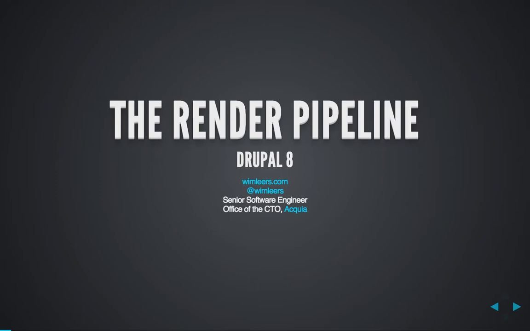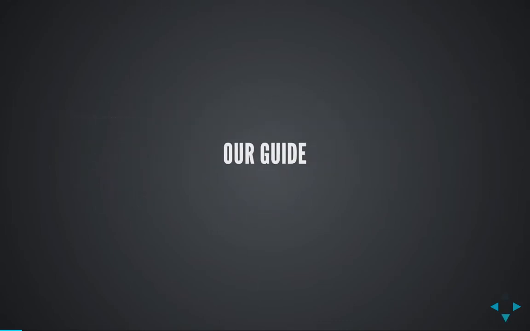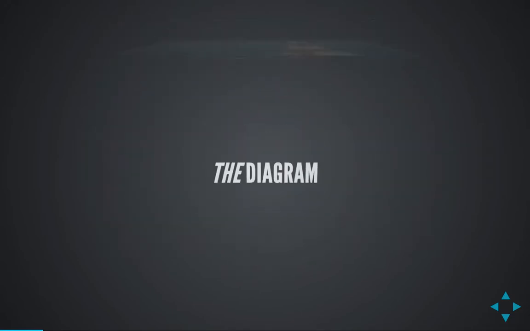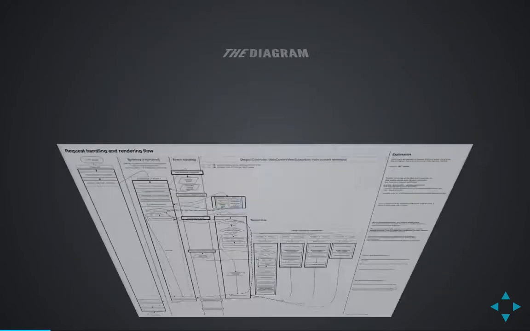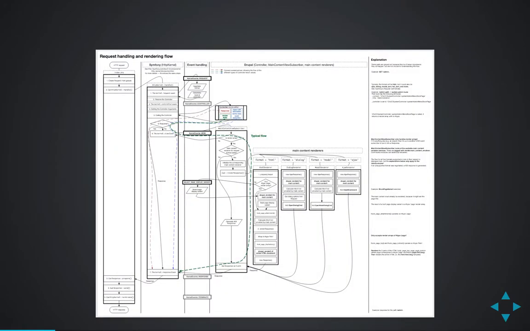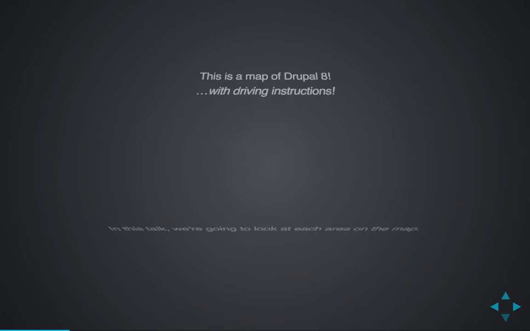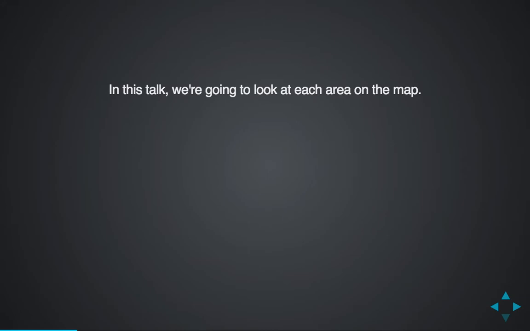So gonna get started. Our guide today is going to be, unfortunately not a llama, but the diagram that you might have seen on Twitter in the last few weeks. And yes, that's enormous, and yes, that's not legible from where you are sitting, but that's the point. Because what we'll be doing is using it as a map of Drupal 8. And essentially the explanations on the right-hand side are kind of driving instructions, if you will. And in this talk, we're going to look at each area on the map, on the diagram.